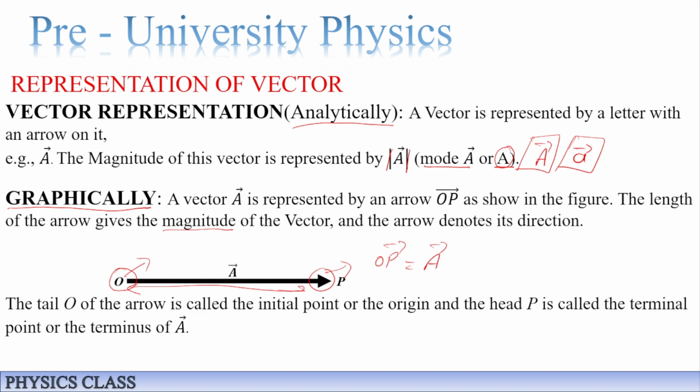So for now, we have defined scalars, vectors and tensors, we have understood scalars briefly, and then we have represented the vector. In the next class, we'll see the classification of vectors, or types of vectors.